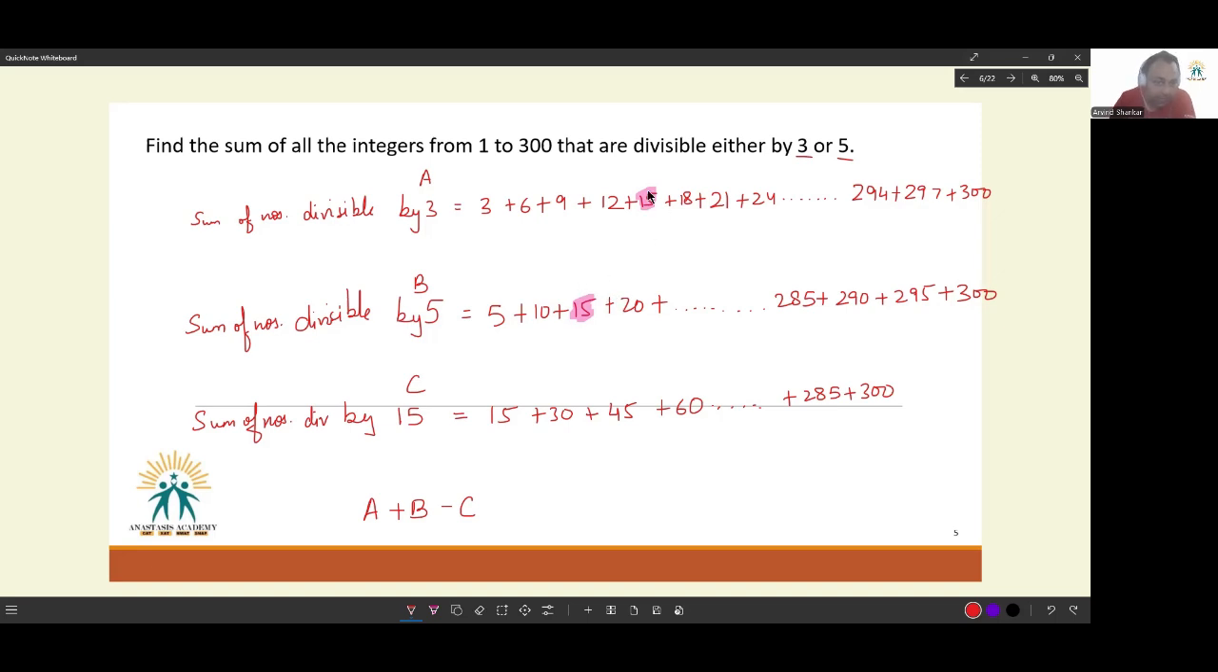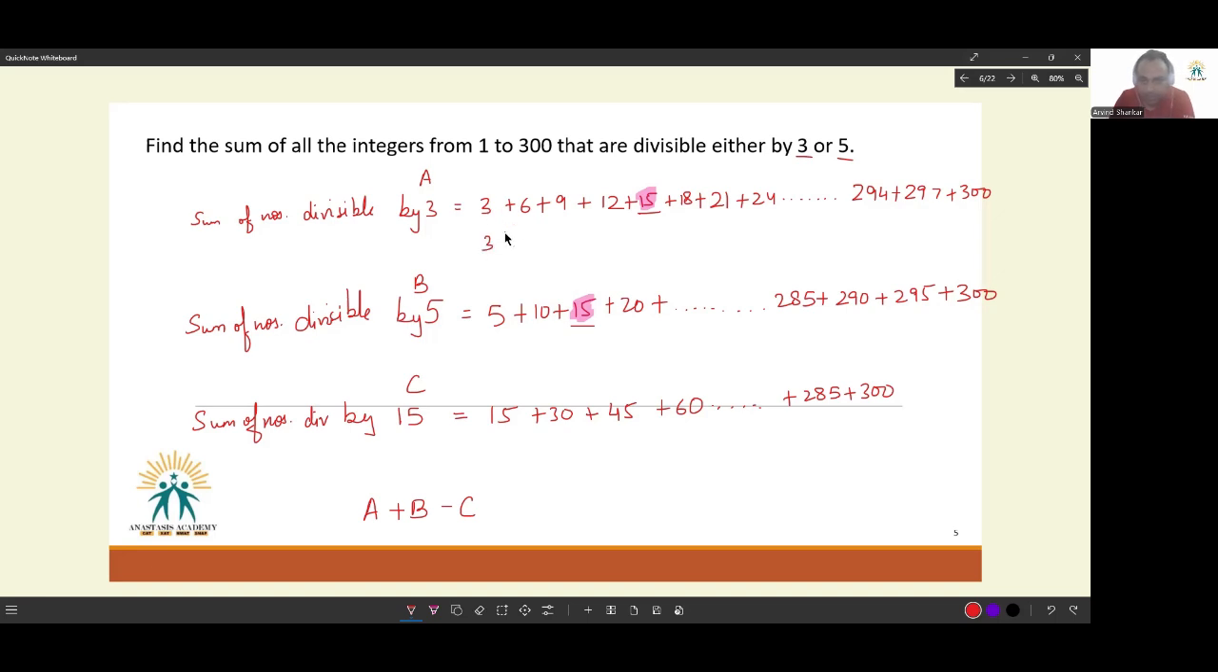Numbers divisible by 15 have been counted twice. They have been counted in the series for 3 also. They have been counted in the series for 5 also. They have been counted twice. And therefore, I need to remove one iteration of them. Now, the maths of this is fairly straightforward.